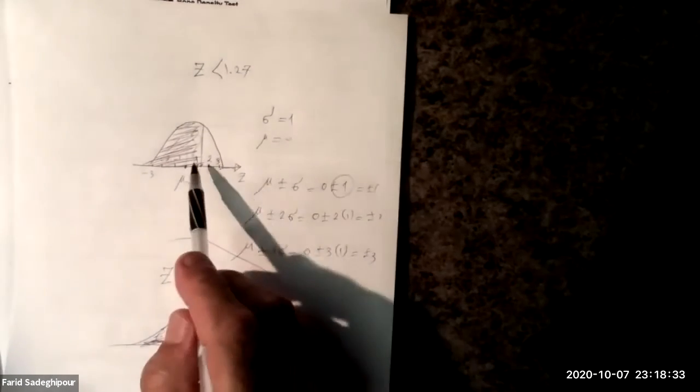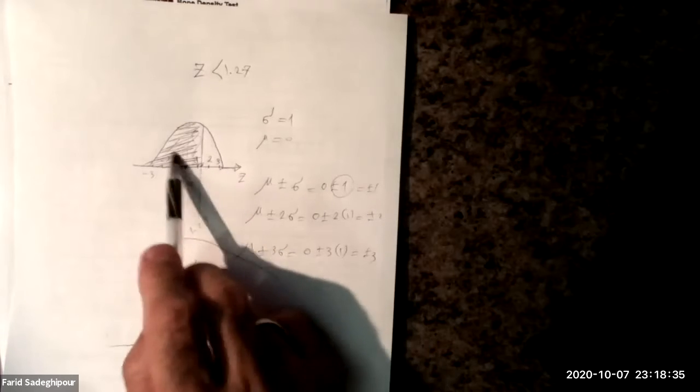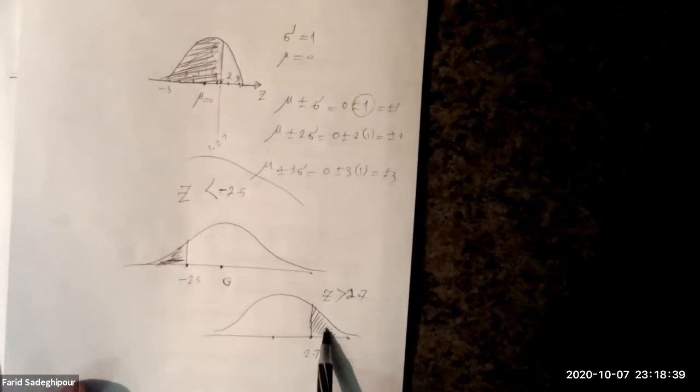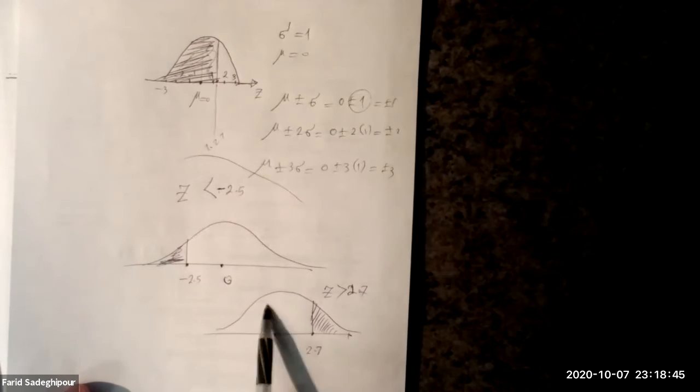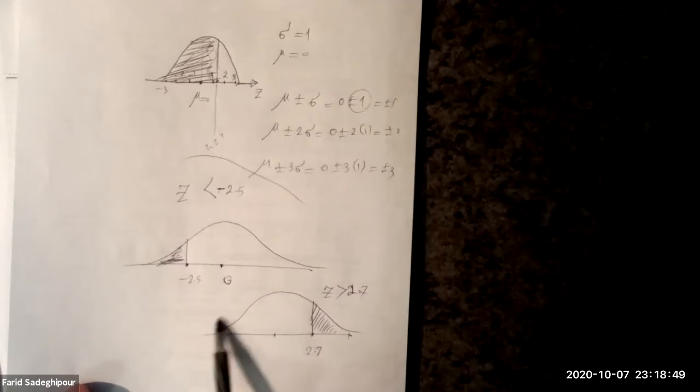The table always gives you the area to the left, the area from that number to the left. So if you want to find the area to the right, what you need to do is first, for the number given in the problem, find this area from the table, then subtract from 1. Why? Because the total area under each curve is always 1.